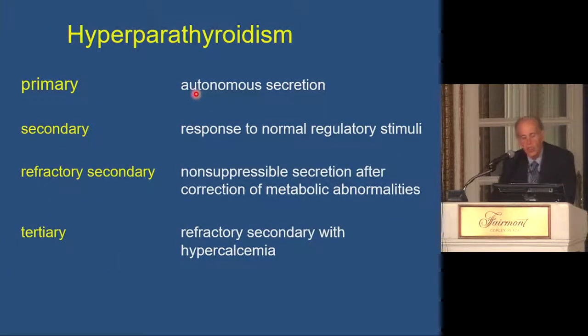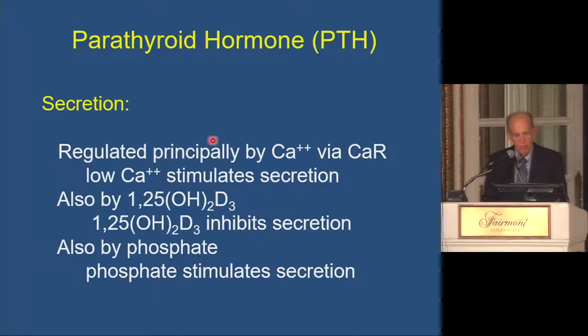As I told you, autonomous secretion is primary hyperparathyroidism. Secondary is the response to normal regulatory stimuli, usually hypocalcemia. Refractory secondary is when you can't suppress the secretion after you correct these primary regulatory stimuli. And tertiary is with hypercalcemia. So she could have had primary, she could have had tertiary. The sestamibi scan showed 1 gland enlarged. You have your diagnosis. Very good test.